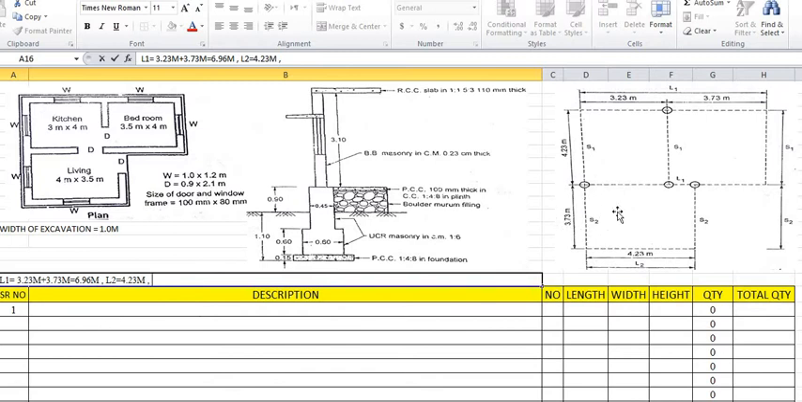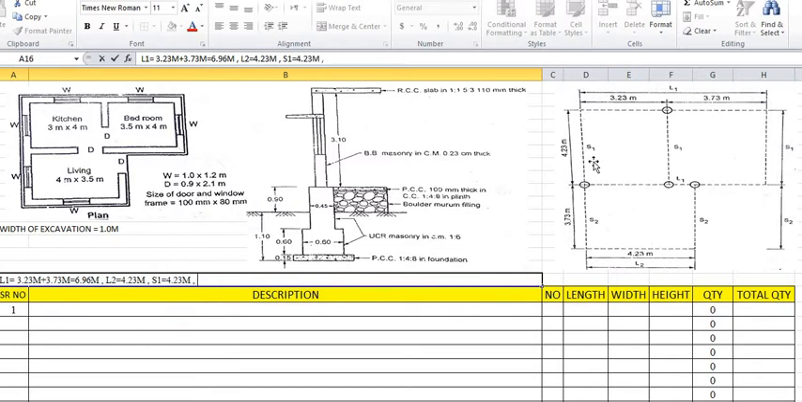Whereas 3.73 has a somewhat different length, so we are considering this as S2. If there is variation in length, then we can have the notation S1, S2, S3, S4, depending upon the different short walls. As S1 has the same length, we are considering S1, S1 and S1 for 4.23, and S2 is 3.73. So we will write S1 as 4.23. So 4.23 is the total length of S1.